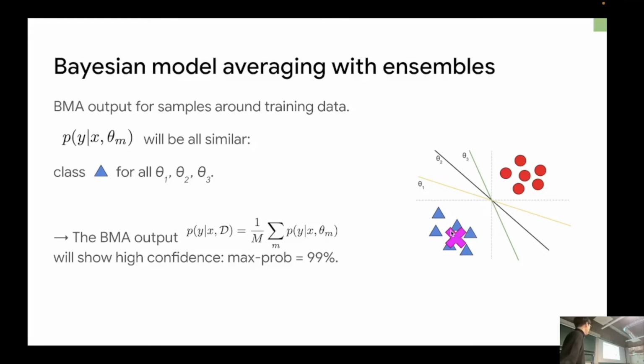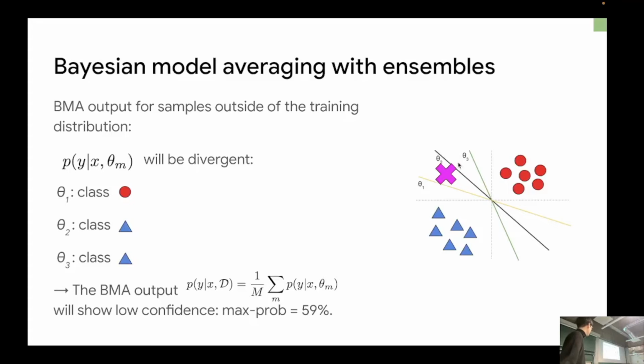What you're going to have for the Bayesian model averaging for the sample in this triangle region is more or less a similar prediction for every member of the ensemble. And therefore, the predicted class, a triangle, will be close to 99% for every model here. And so the average of them will still be 99%.